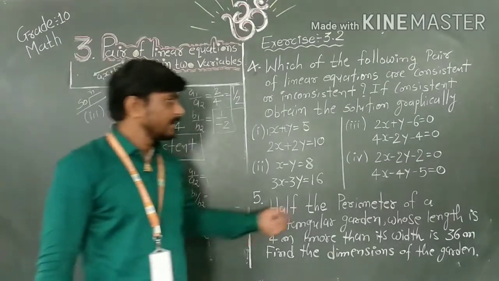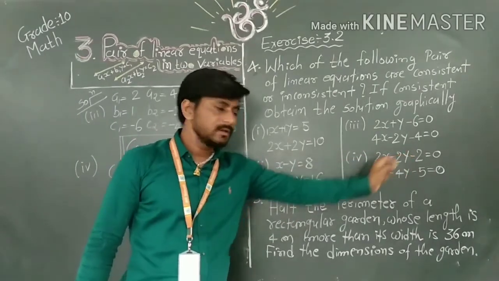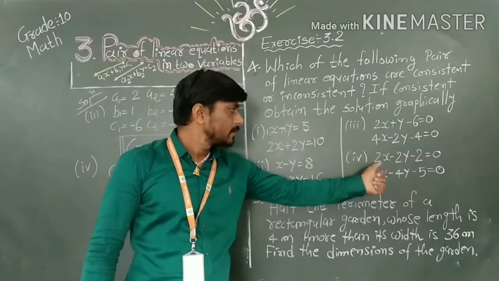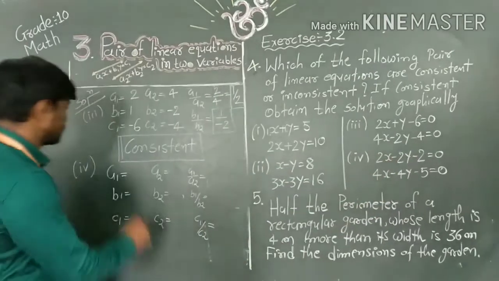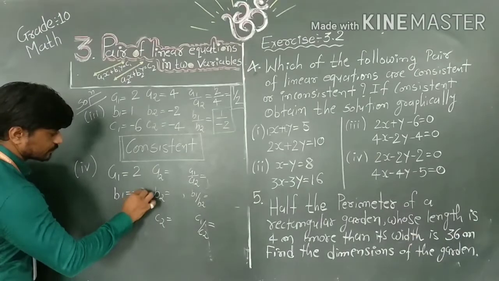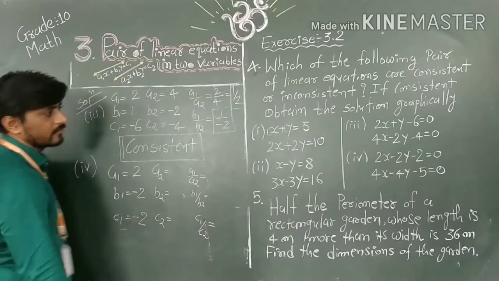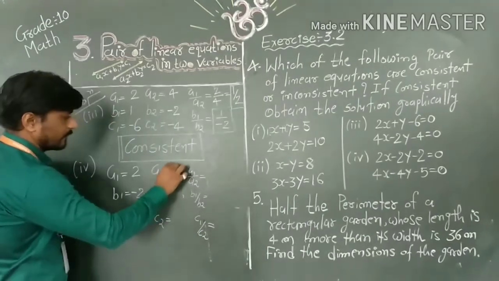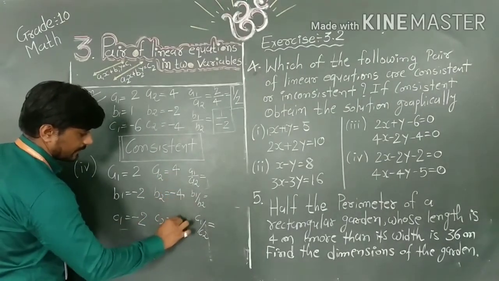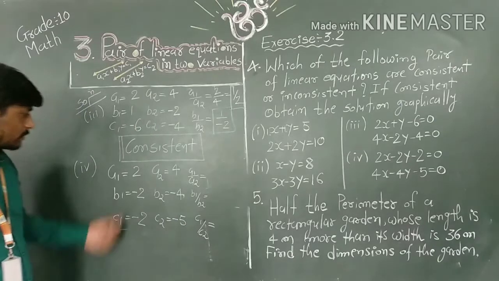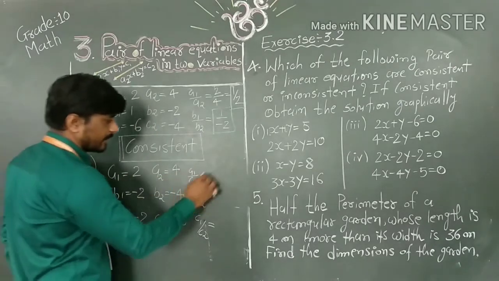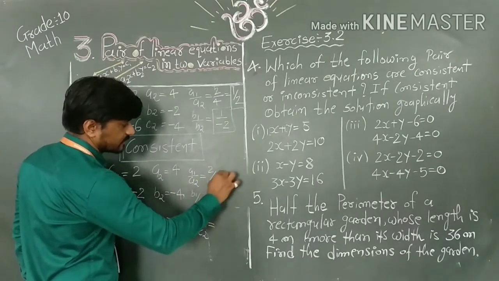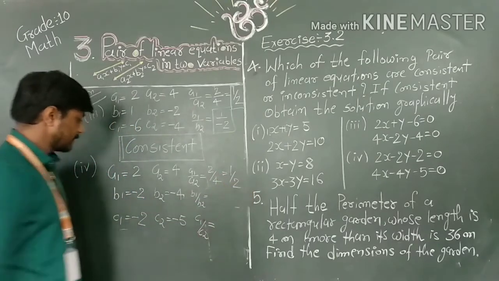Same way we write a1, b1, c1, a2, b2, c2. For the first equation: 2, minus 2, minus 2. For the second equation: 4, minus 4, minus 5. Now find the ratios. a1 upon a2 is equal to 2 upon 4, that means 1 half.